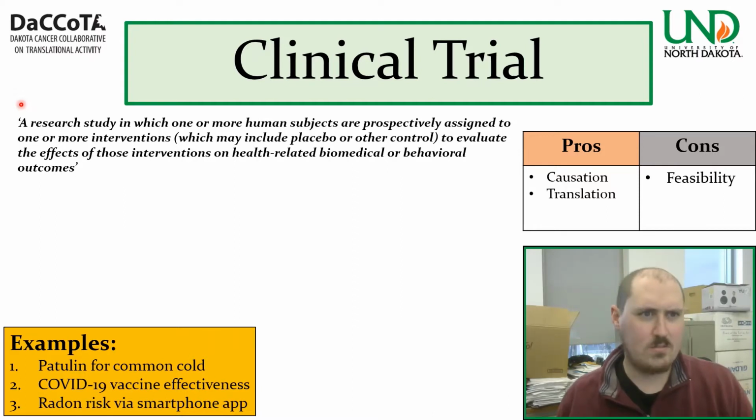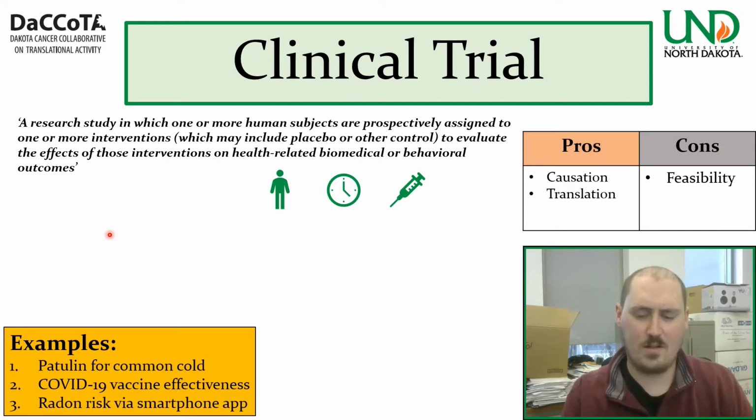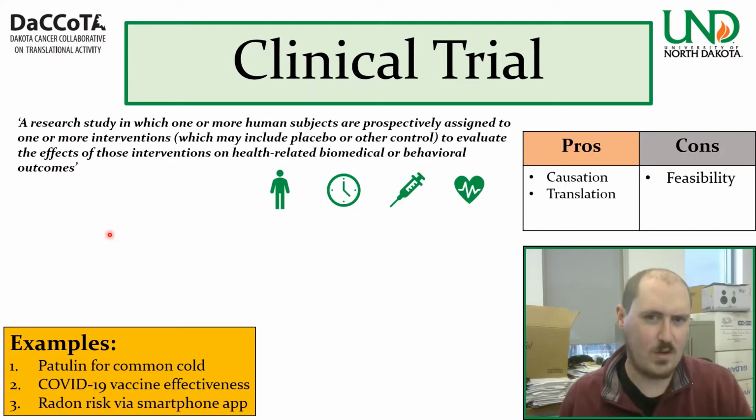That's nice, but another way to go about it is to ask yourself questions about your research to see if they fit the clinical trial paradigm. First, does the study involve human participants? Second, are participants prospectively assigned to an intervention? This is a big key difference between observational and experimental. In experimental, the participant is actually assigned an intervention, whereas in observational, whatever happens, you just observe it. Third, is the study designed to evaluate the effects of the intervention on the patient? And fourth, is the effect being evaluated some sort of health-related biomedical or behavioral outcome? If you fit all those boxes, you are a clinical trial.